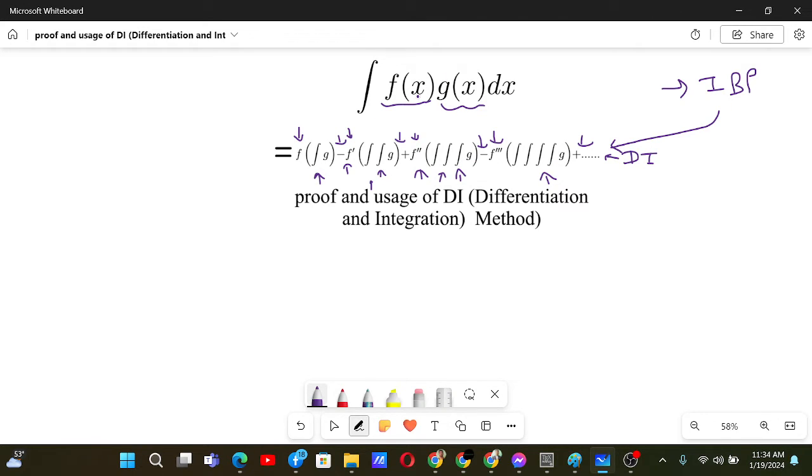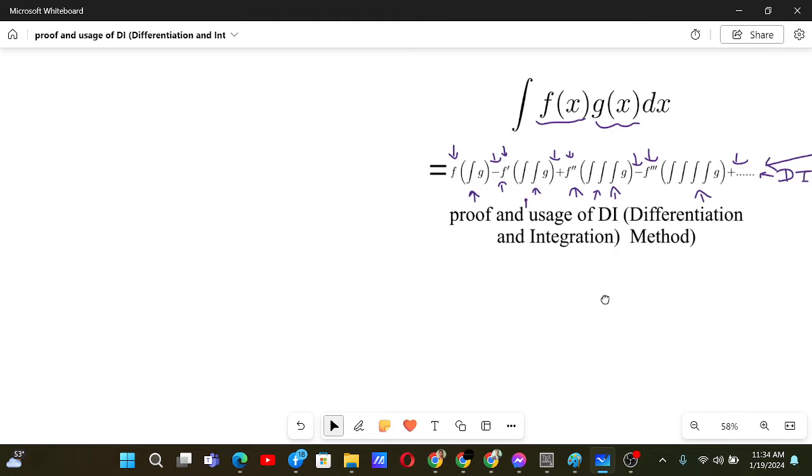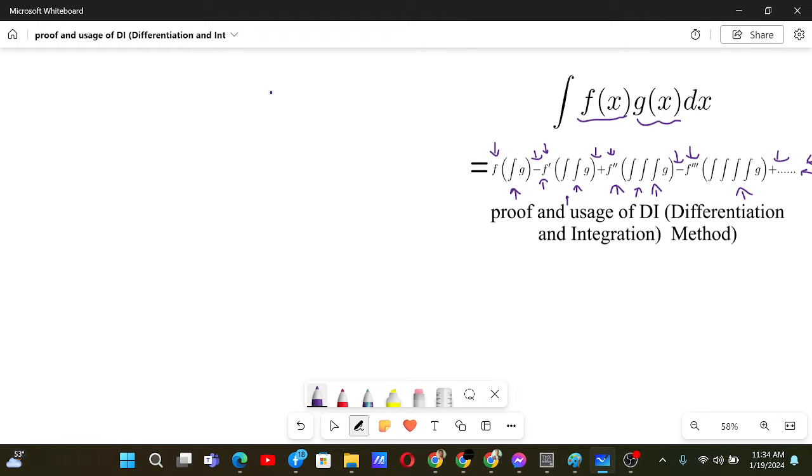First of all, let me show you the use of the DI method and how much simpler it makes integration, and then I will give you the proof of the DI method. Let me show you how it makes our work easier. Let me take this integral. Now, if we have to use integration by parts, let me show you how we do it.